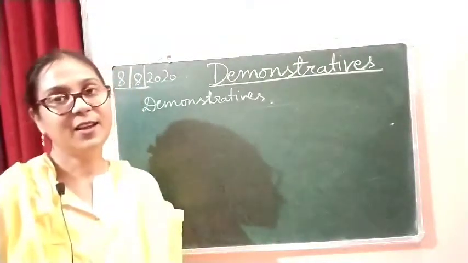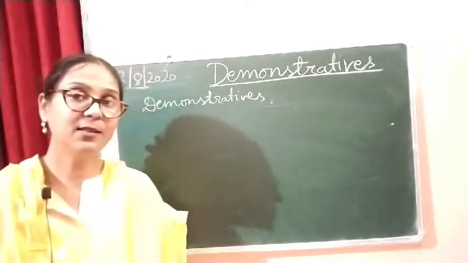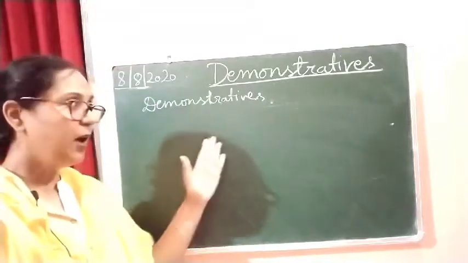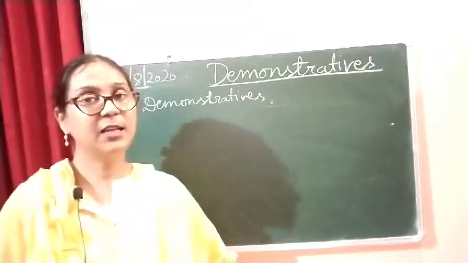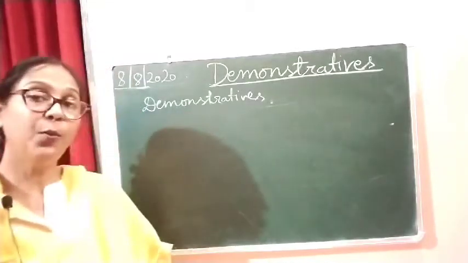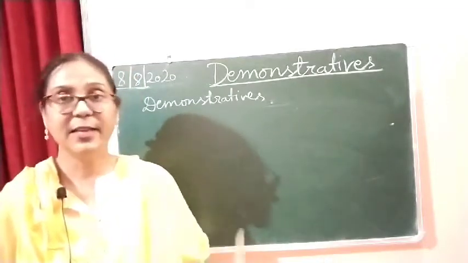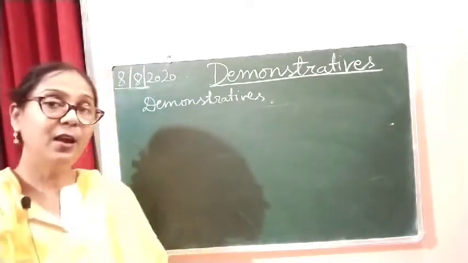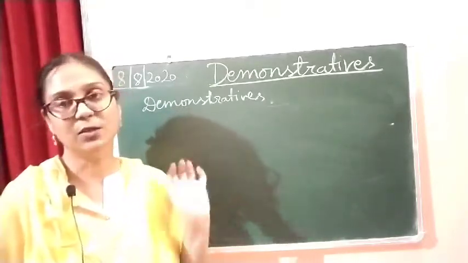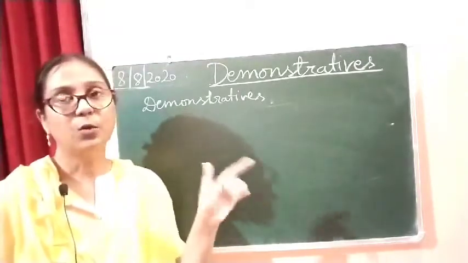Now, after completing articles, as you all know, we are studying the chapter determiners, and we have completed articles. Now we are going to start demonstratives. As you all know, demonstratives are those words which indicate or point out a person, thing or something in the sentence. So whenever we use this, that, these, those, these are the demonstratives. From these words we can indicate or point out something.